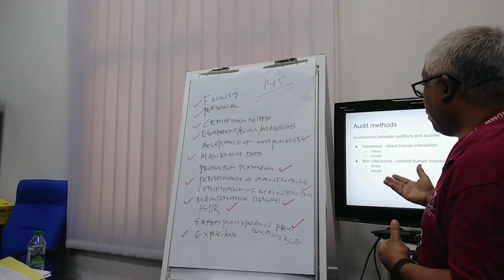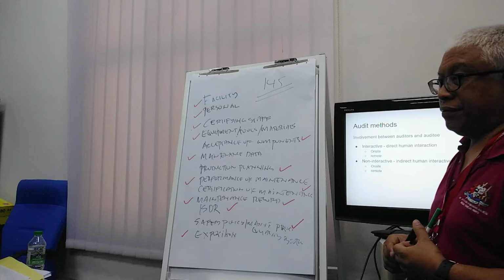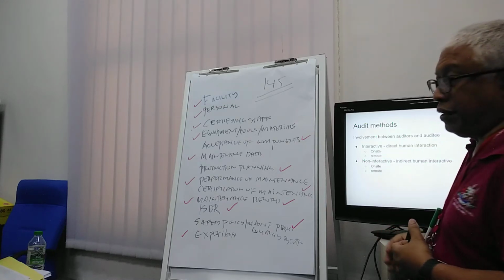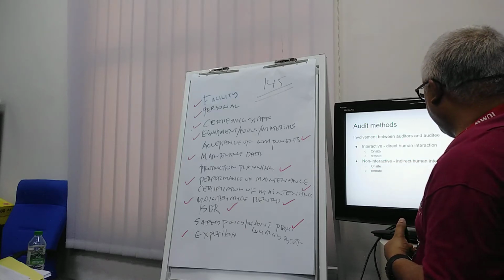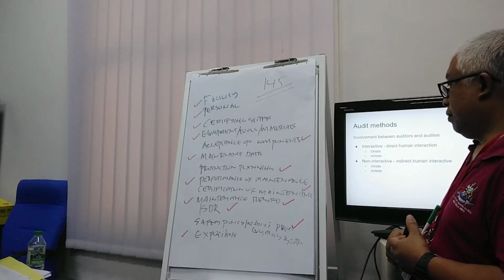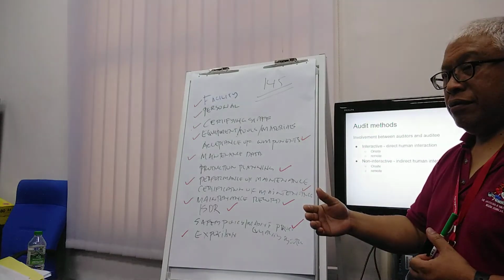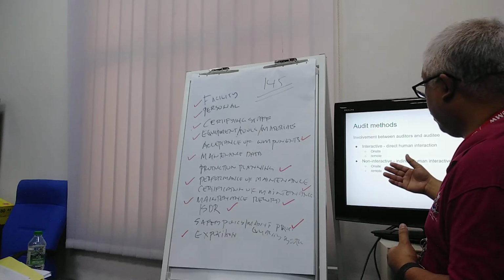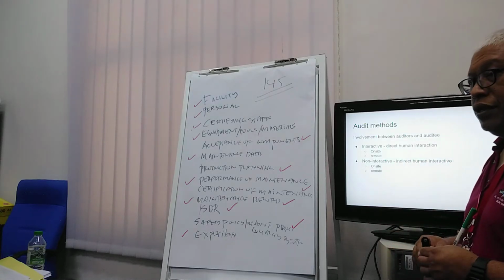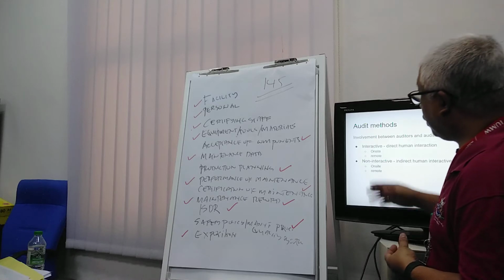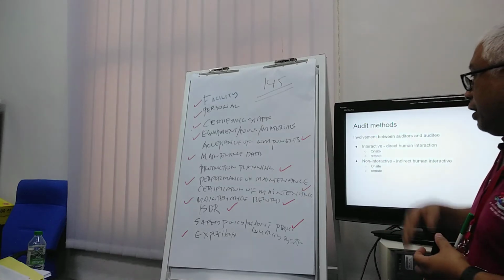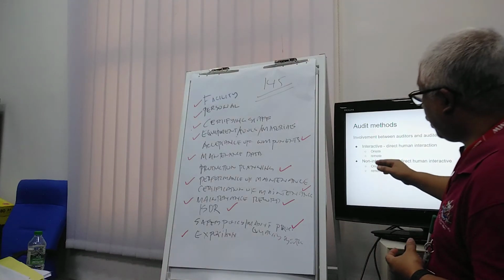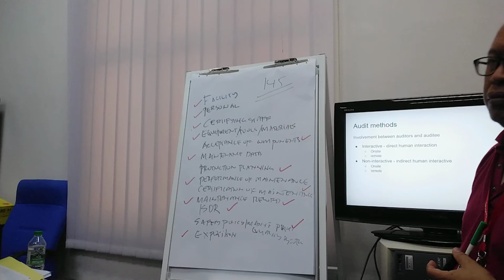First, an audit can be interactive or non-interactive. Interactive is direct human interaction. Non-interactive is indirect human interaction. Interactive means I see you face to face; non-interactive means no face to face, you don't see the people. There are also two further options, on-site or remote. So interactive on-site or remote, as well as non-interactive on-site or remote.